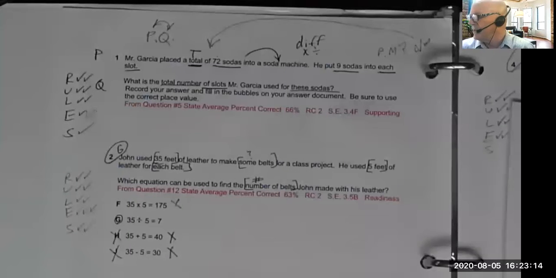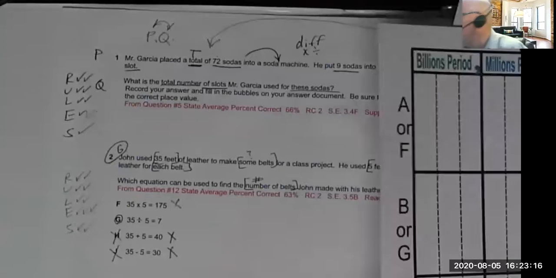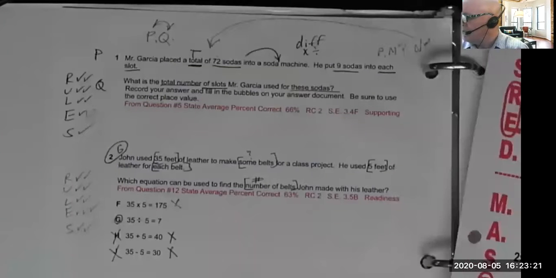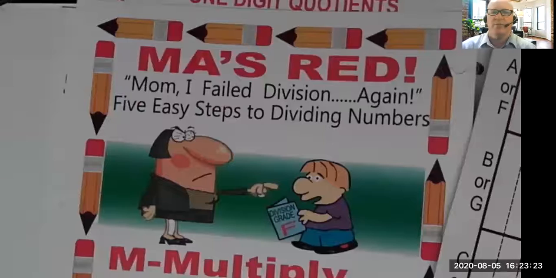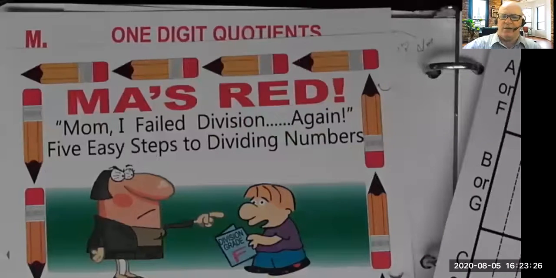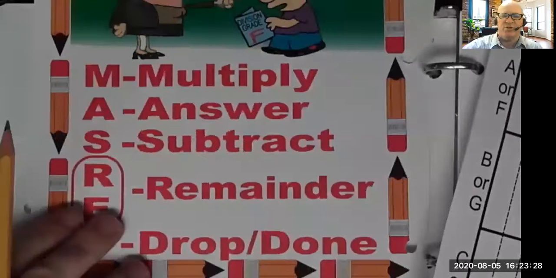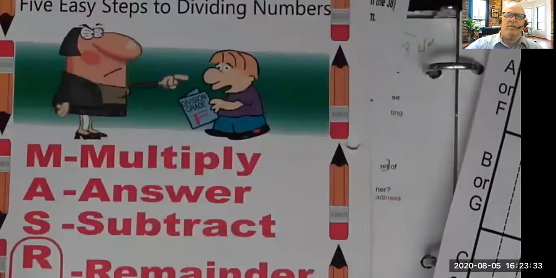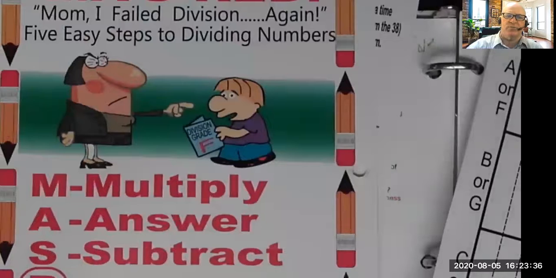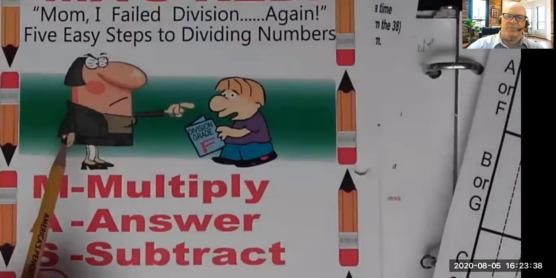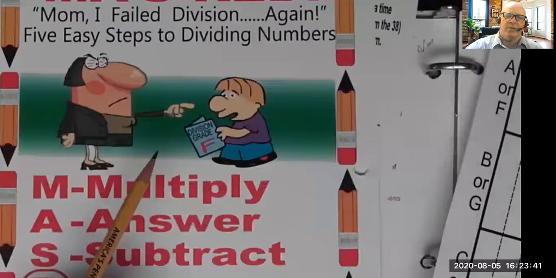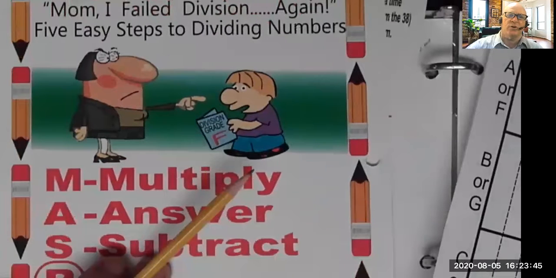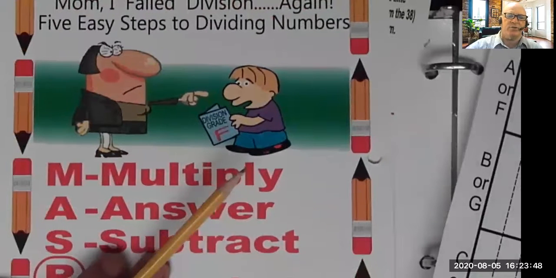So let's take a look at a special division poster that I came up with called Ma's Red. If you look, those of you that have purchased this, it's going to be on page 37, where Ma is really red because she's upset with her son about his division grade being an F. So it's called 5 Easy Steps to Dividing Numbers.